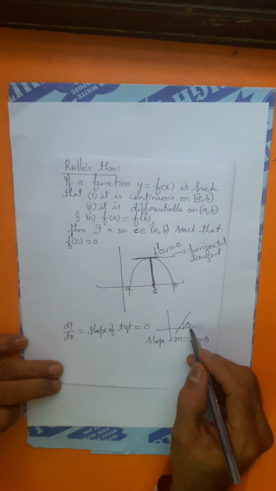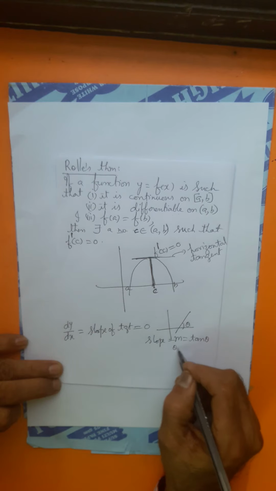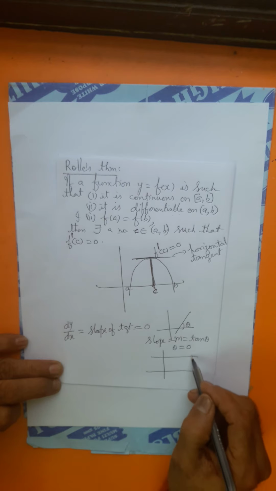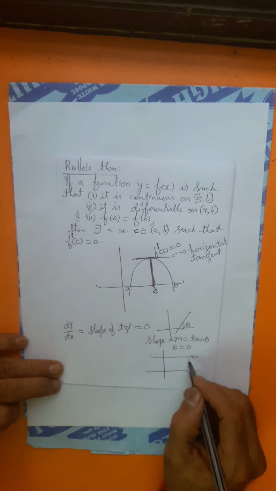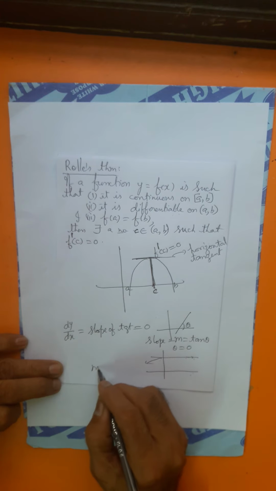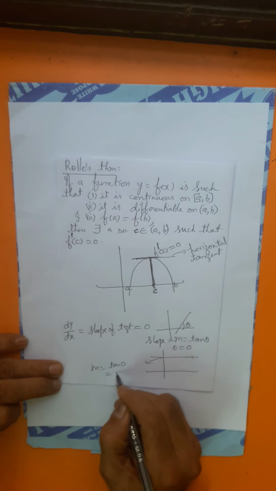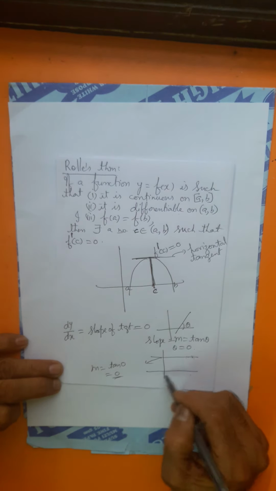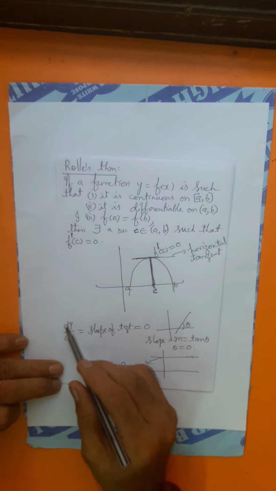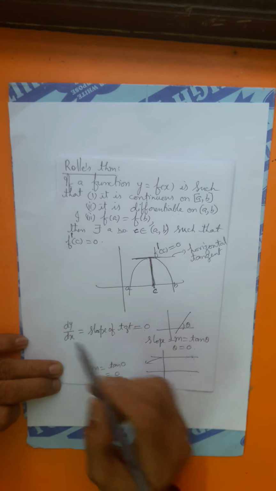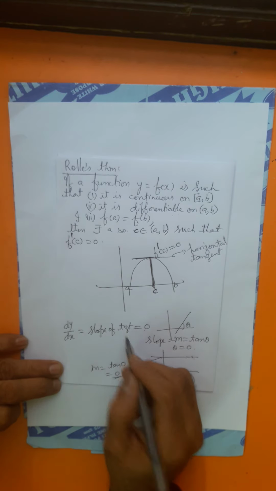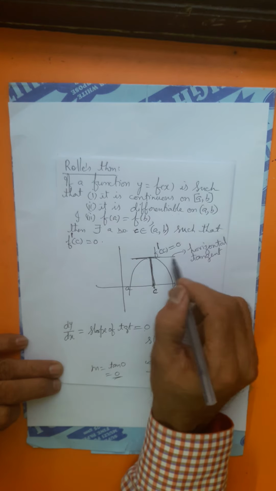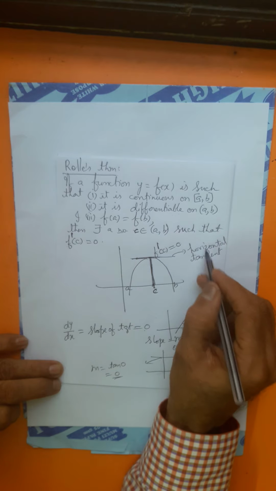If theta is 0, the line is parallel to x-axis. Then what is the slope of the line? Slope m equal to tan theta, where theta is 0, tan 0 is 0. Slope is 0. If slope is 0, the line is parallel to x-axis. Dy by dx gives you slope of tangent. If slope of tangent is 0, the tangent is parallel to x-axis. This is called horizontal tangent.